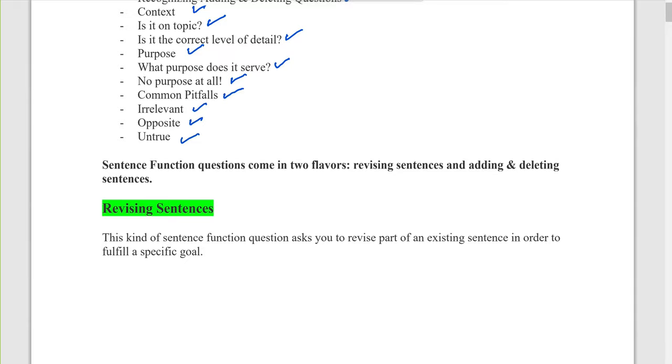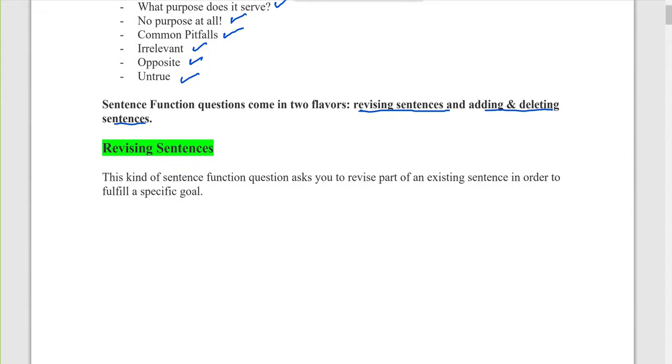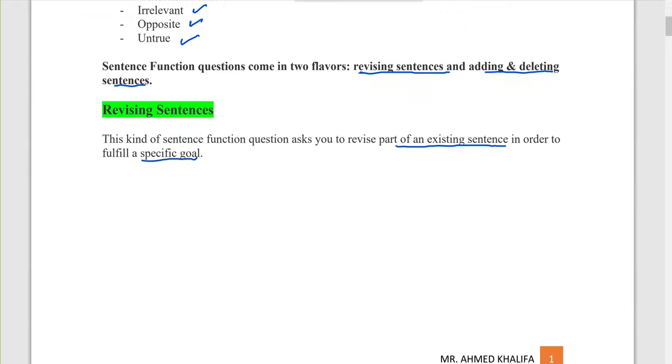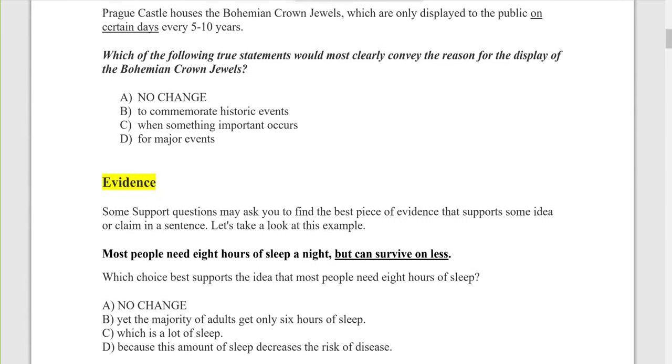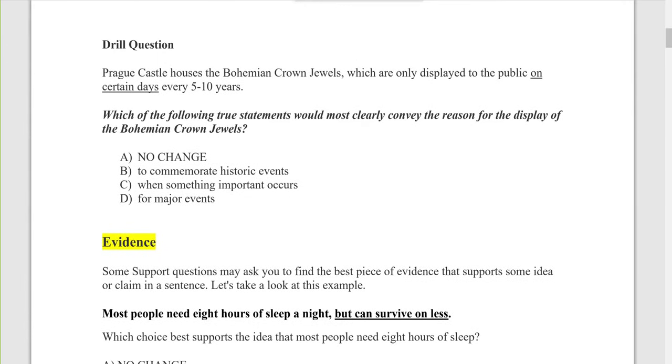Sentence function questions come in two kinds: revising sentences and adding or deleting sentences. Let us start with revising sentences. Most of the lesson today, I'm going to ask you to answer questions. This kind of sentence function question asks you to revise part of an existing sentence in order to fulfill a specific goal. What is that specific goal? Here, we're going to start with this drill question.